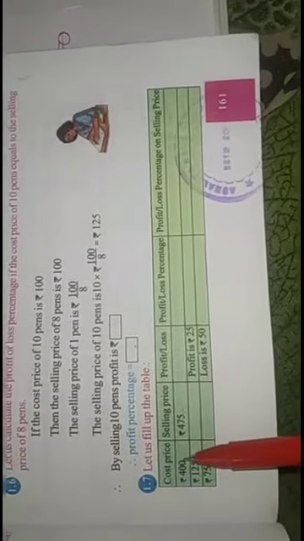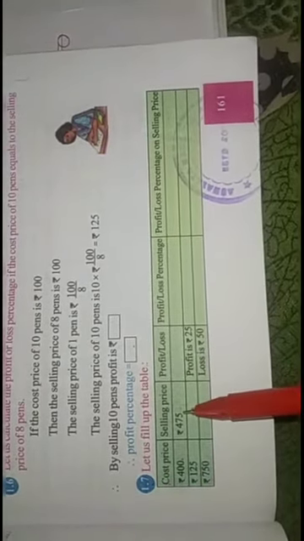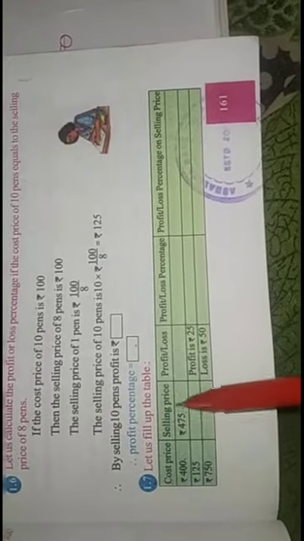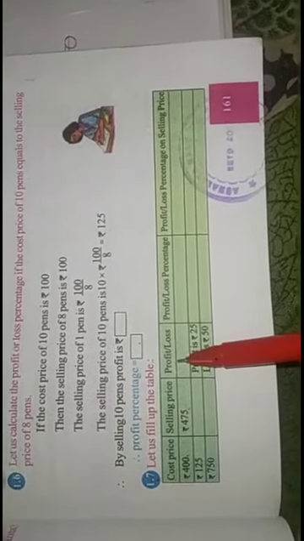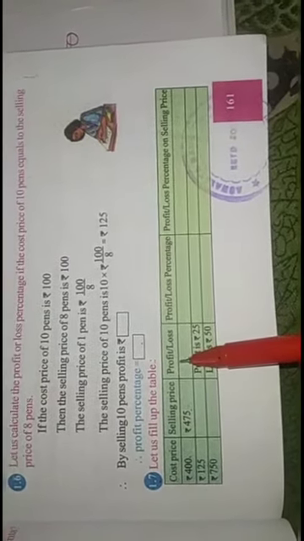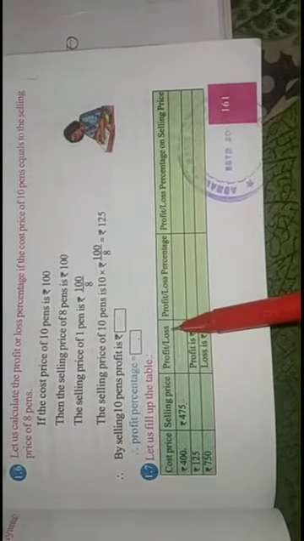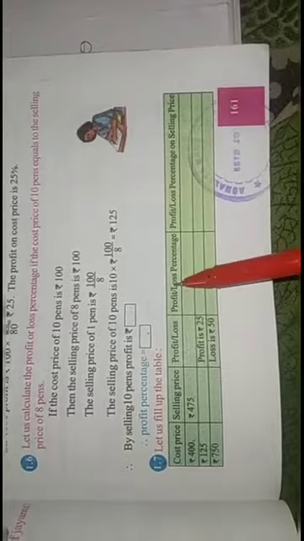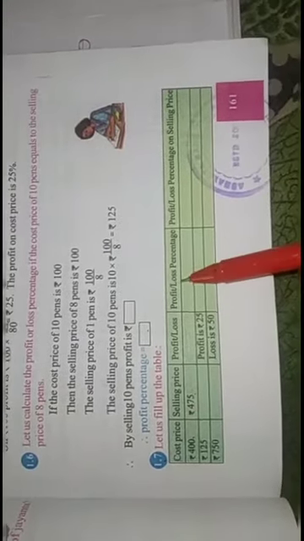Here cost price is 400, selling price is 475. Okay. So as the selling price is more, there is a profit. So what will be the profit? Profit is 475 minus 400, that is 75 rupees profit. Next, profit or loss percentage. As there is profit, we will find profit percentage. Profit percentage equals profit by cost price into 100, that is 75 by 400 into 100.